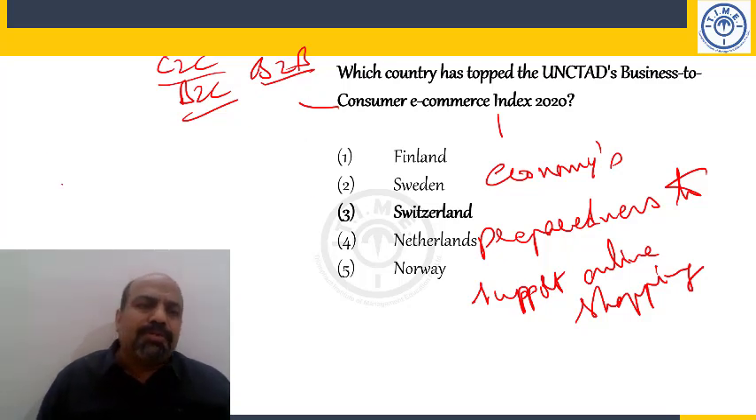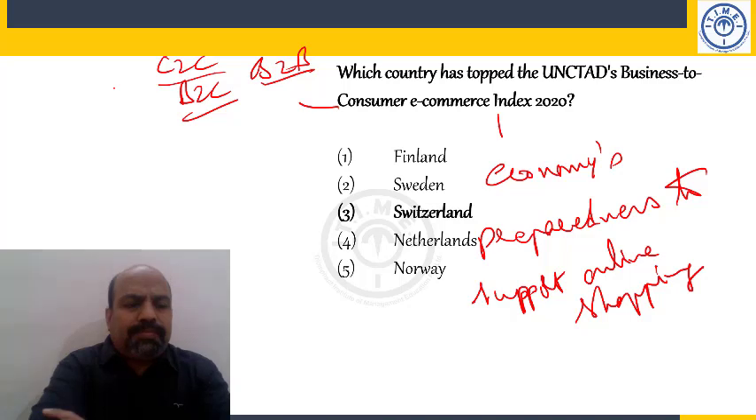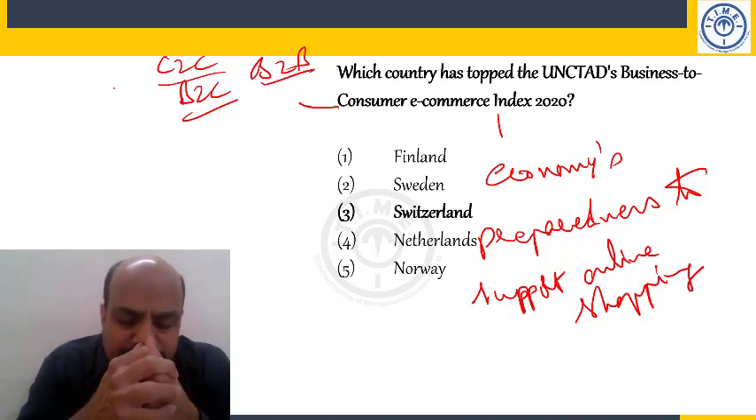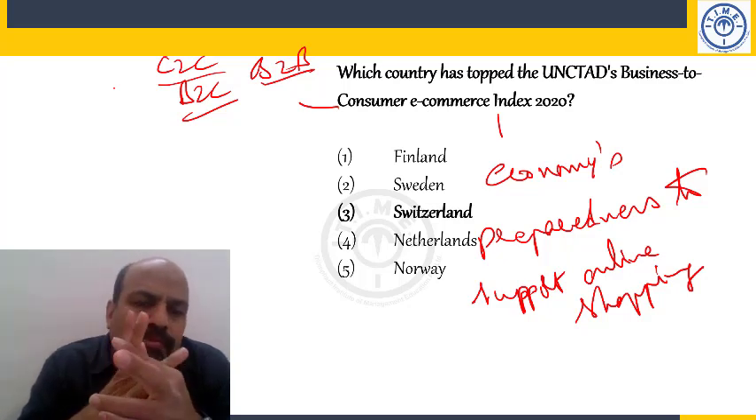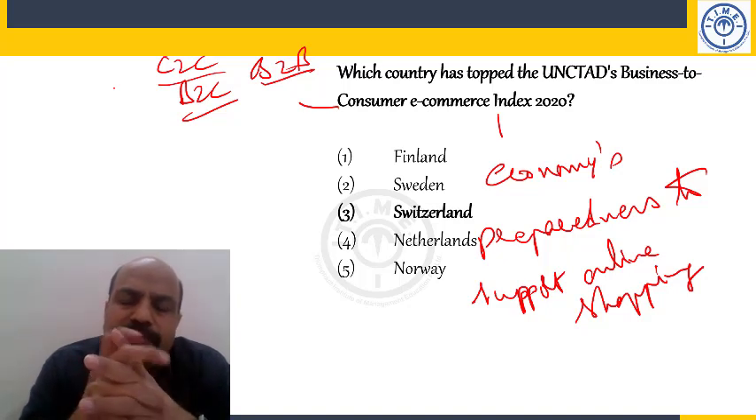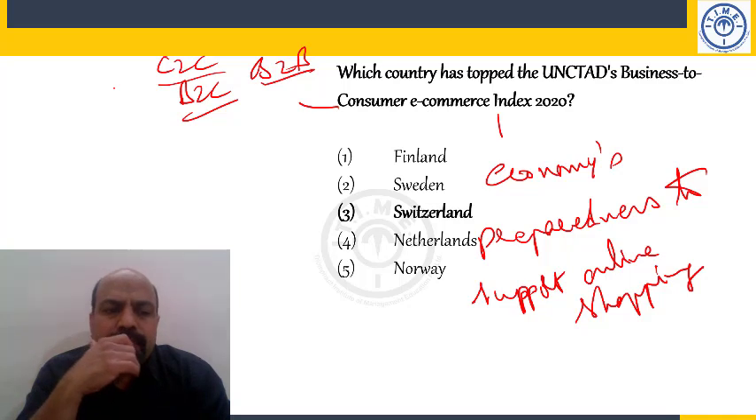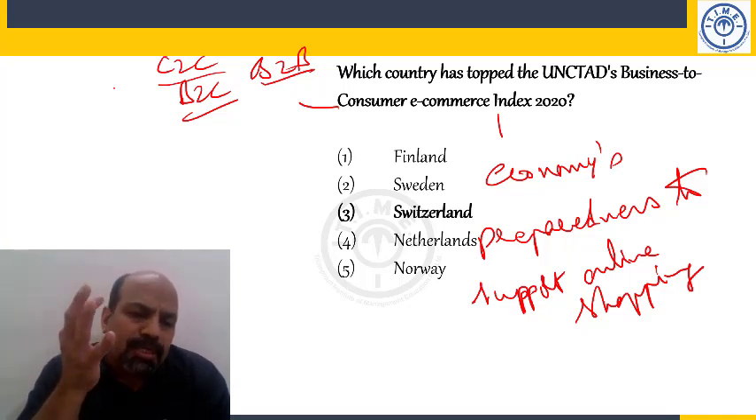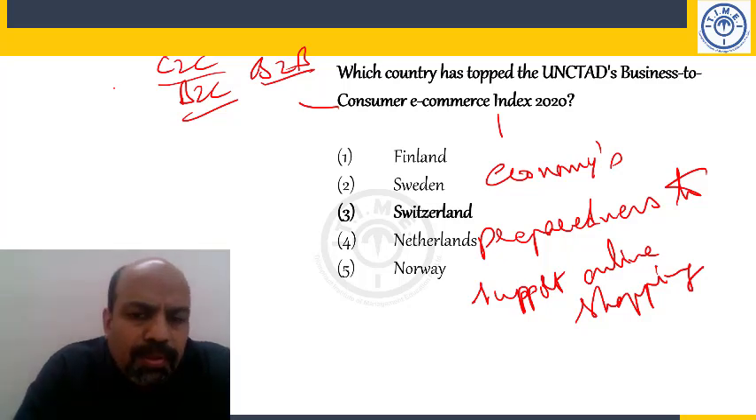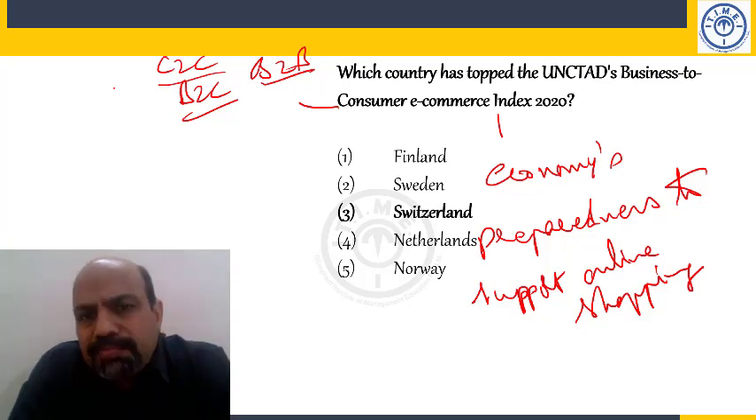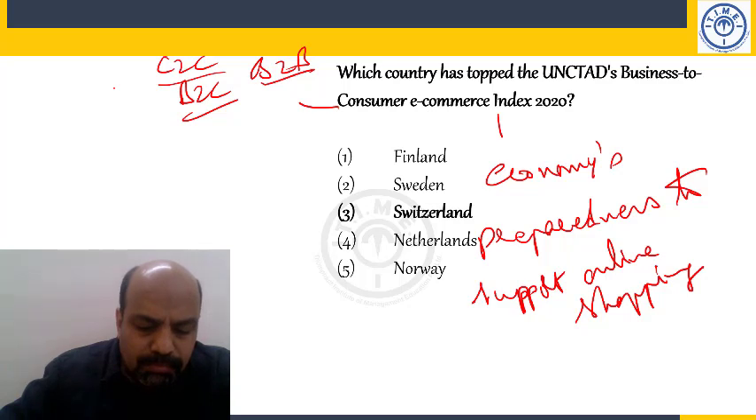If you read the report, you will find this line, to support online shopping. So the top 5 countries, you could write top 5. 1 Switzerland, 2 Netherlands, 3 Denmark, 4 Singapore, 5 United Kingdom. Now write India's rank: 71. Next, China, 55.